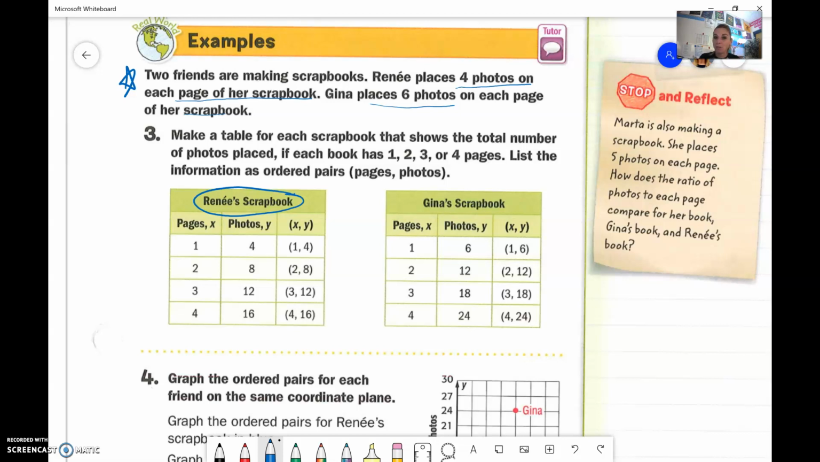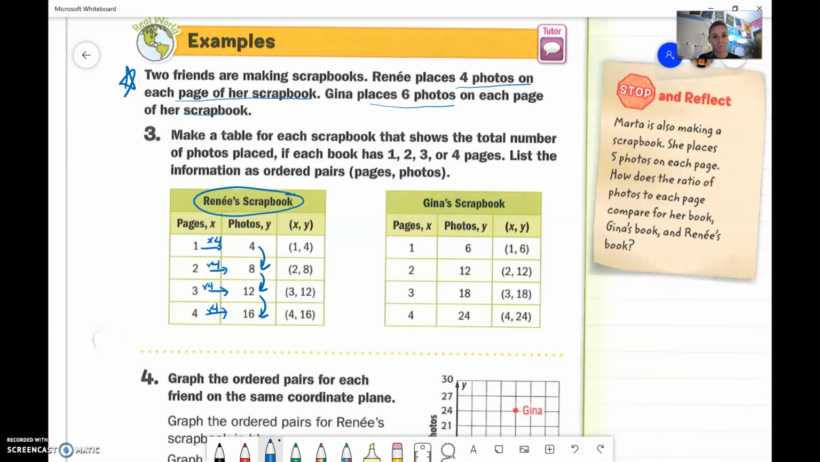If she has 2 pages, obviously that means she's going to have 8 photographs, because we're realizing that, look at this, we are adding on 4 more every single time, right? Or take a look at this. From here to here, I'm multiplying by 4. From here to here, I'm multiplying by 4. From here to here, multiplying by 4. Do you see my pattern?